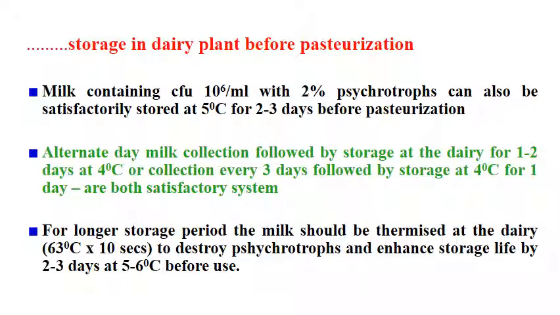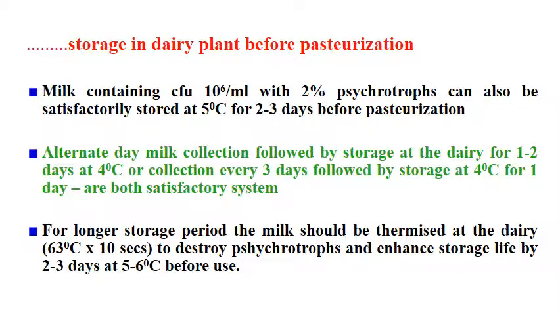Here are some more details about the storage of milk in the dairy plant before pasteurization. Milk containing CFU 10 power 6 per ml, that is colony forming units, with 2% psychrotrophs can also be satisfactorily stored at 5 degrees Celsius for 2 to 3 days before pasteurization. Alternate day milk collection followed by storage at the dairy for 1 to 2 days at 4 degrees Celsius, or collection every 3 days followed by storage at 4 degrees Celsius for 1 day, are both satisfactory systems.